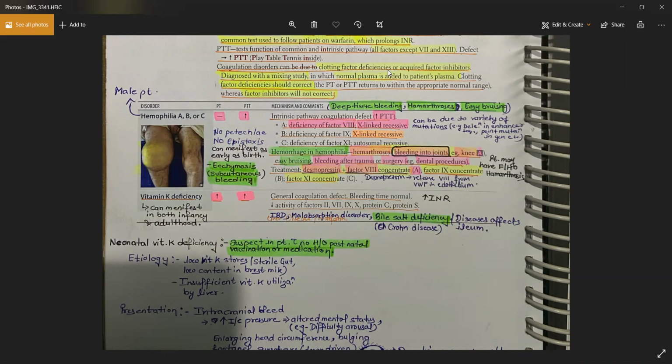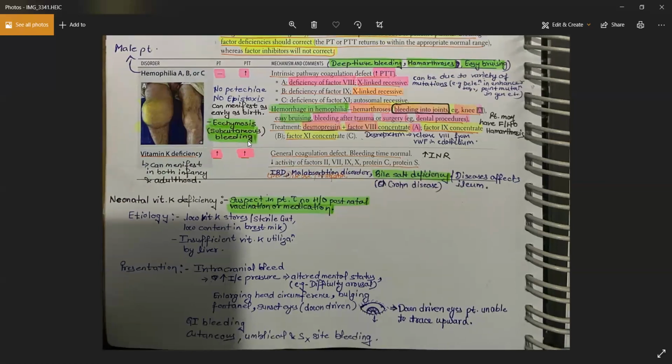But even after mixing the patient plasma with the normal plasma, if you don't get the PT and the PTT values to normal, that means it is due to antibodies, because the antibodies are still there. They will attack the new clotting factors and cause a prolonged PT and PTT. So you will do the mixing study, in which you mix some normal plasma with the patient's plasma and see whether the PT is corrected or not.